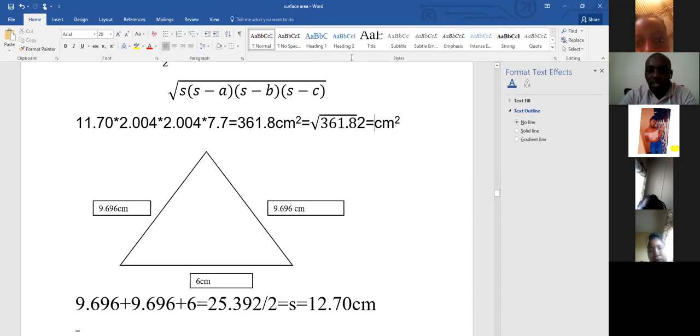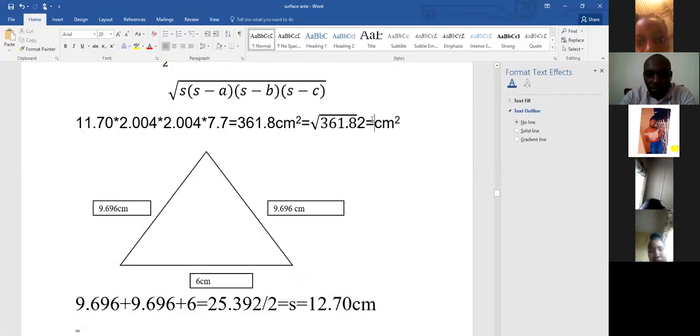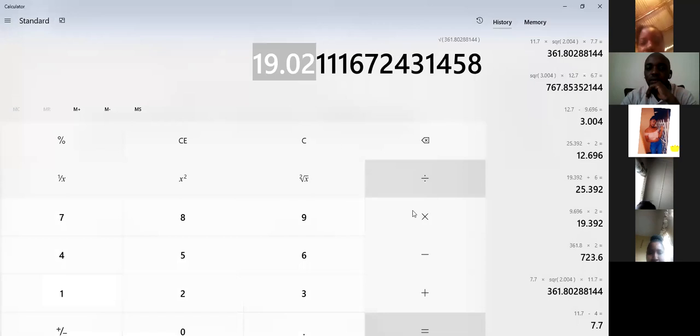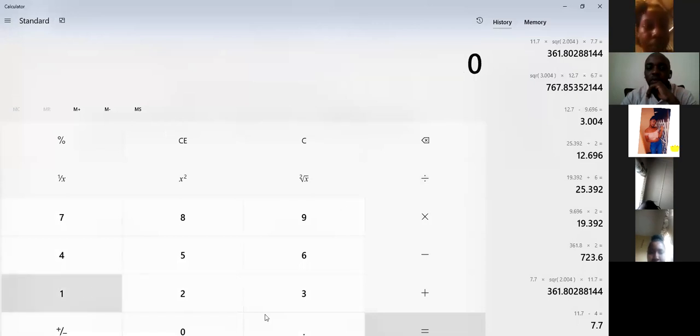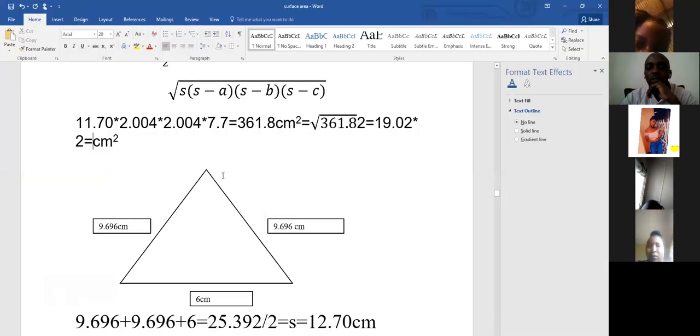Let me come now here to this. I share the calculator so that you can see the square root. Square root of the answer is, copy, 19.02. That's the correct answer. Yes. And then this one now, because this one is the area of this triangle that we have said here, and then you now multiply by 2 because the triangles are 2. 19.02 times 2 is equal to 38.04.